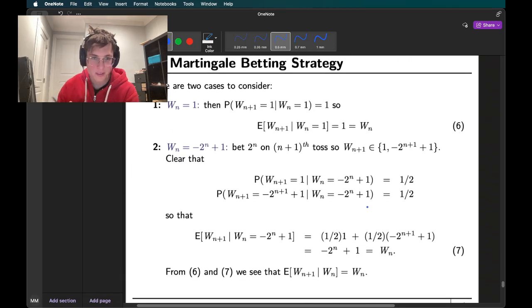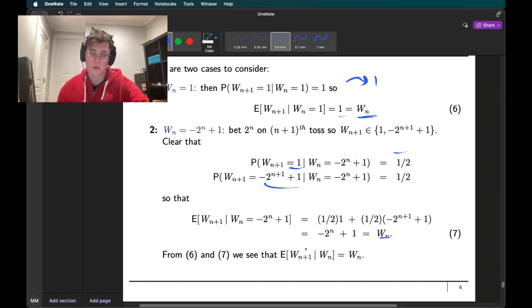Okay, there are two cases to consider. Wn equals 1, then Wn+1 is 1. So if we're already at 1, then that's our stopping point. So we just do nothing, and that's why the expectation is just equal to Wn, because we're always just going to stop. But then if Wn is minus 2^n plus 1, we're going to bet again, and then we might win and go back up to 1 with probability 1/2, or we might lose further with probability 1/2. And then we calculate this expectation here, and we end up with Wn, and therefore it's a martingale because it's a fair game.